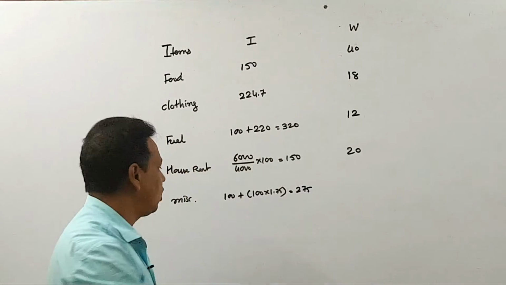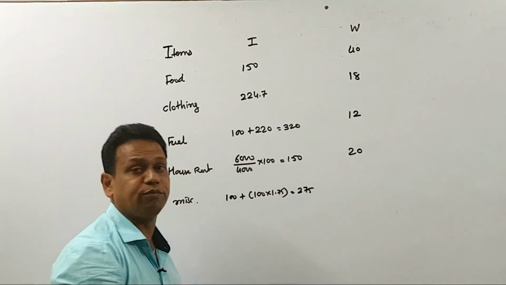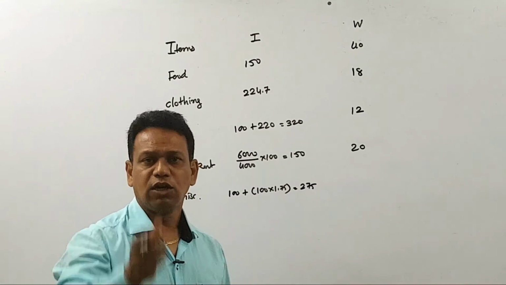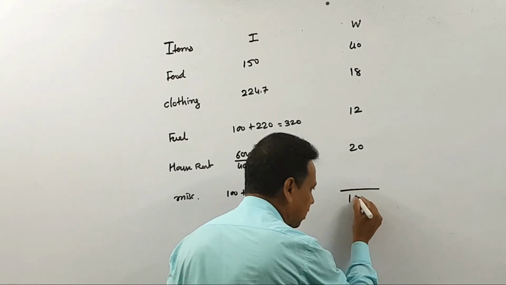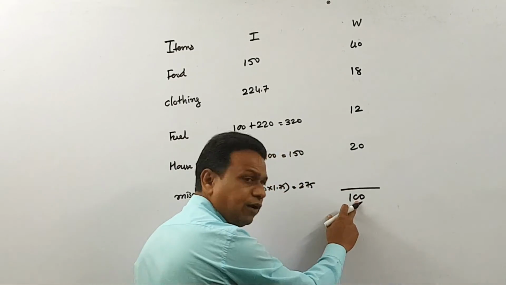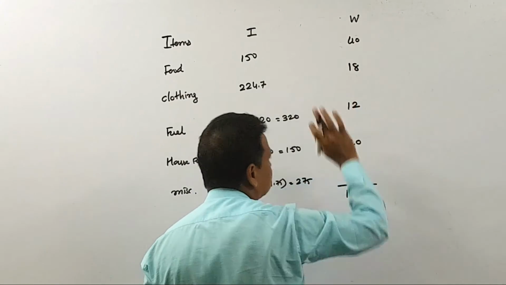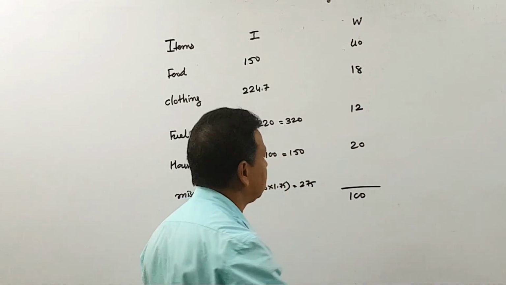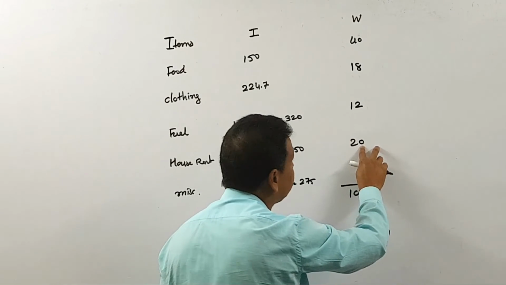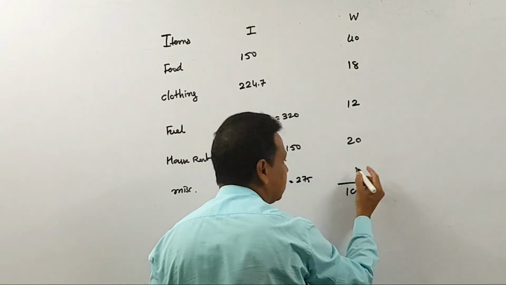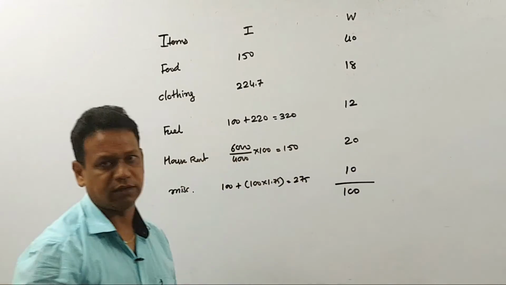My dear friends, they have not given the percentage importance of miscellaneous, but it is easy. Total income is 100%. That means total available is 100. So out of 100 we have to subtract all these amounts, so we are able to get the rest part. It is 18 plus 12 is 30, 30 plus 20 is 50, 50 plus 40 is 90. So the rest part is 10.